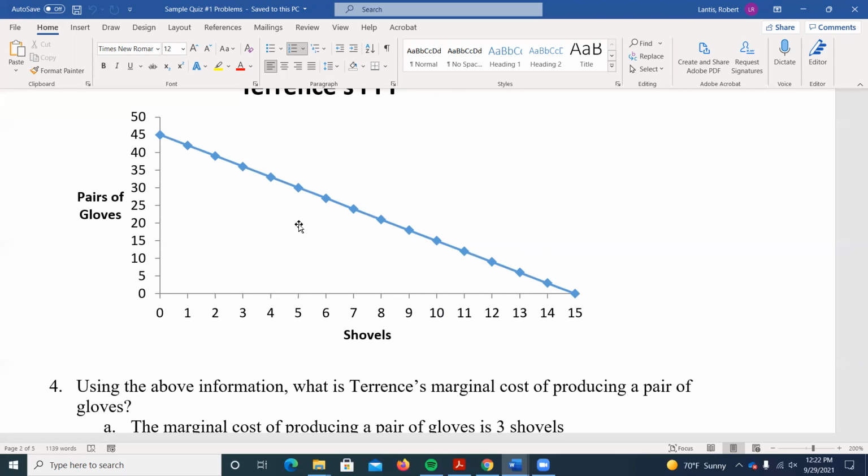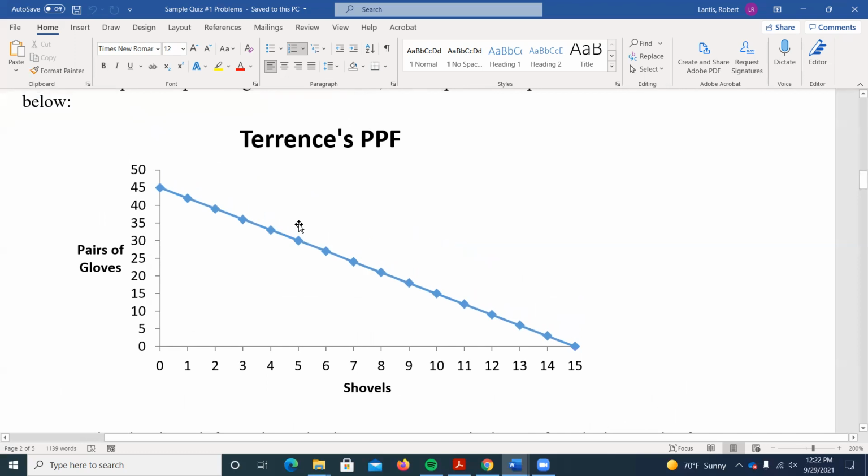Now that tells me the cost of producing an additional shovel, but I was asked for the cost of producing an additional glove. So once I have the cost of the x good, to get the cost of that y good, it's the inverse, just 1 over the cost of that. So the cost of one more pair of gloves would be 1/3. Right? Questions on that?